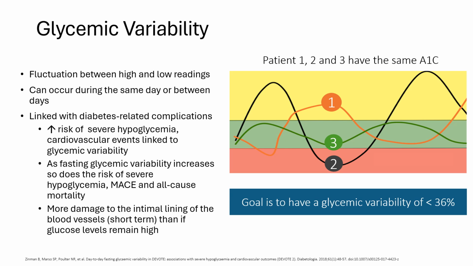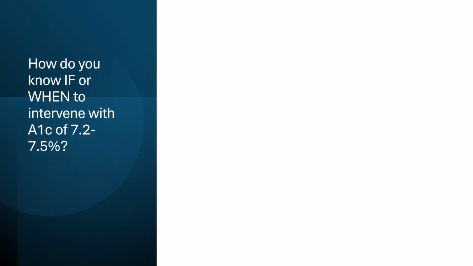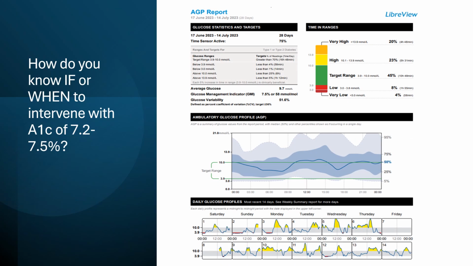As the fasting glycemic variability increases, so does the risk of severe hypoglycemia, MACE and all-cause mortality, which are all cardiovascular measurements of mortality. And there is more damage to the inside lining of the blood vessels short-term than if the glucose levels remain high. So we're better off actually leaving somebody consistently high and bringing them down slowly than we are having this variability between days. So how do you know when or if to intervene?